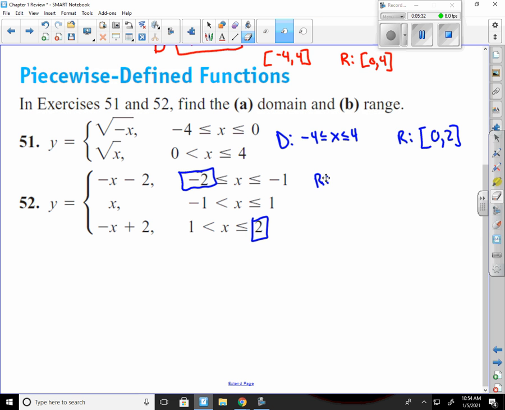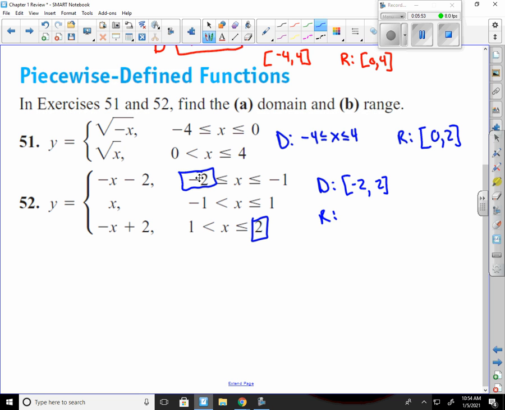I literally did the same thing here. Then negative 2. Then this is just a greater than symbol, but it's less than or equal to, and less than or equal to on this end. So my domain goes from negative 2 to 2.